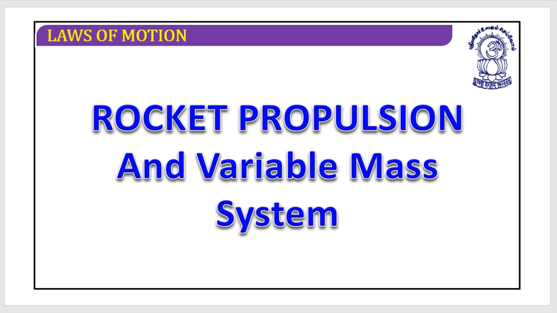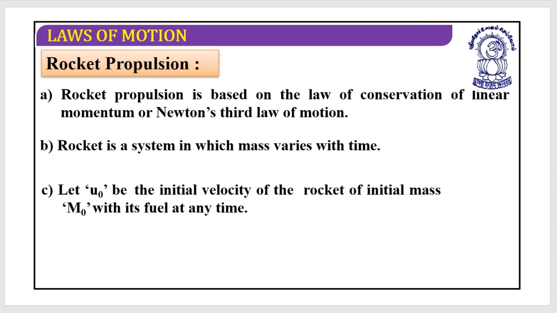In today's class we are going to discuss rocket propulsion and the variable mass system. Let's first begin with rocket propulsion, and then we will switch to the variable mass system. So what is rocket propulsion and how does it work? We can say that rocket propulsion is based on the law of conservation of linear momentum. We can even say it is based on Newton's third law of motion.